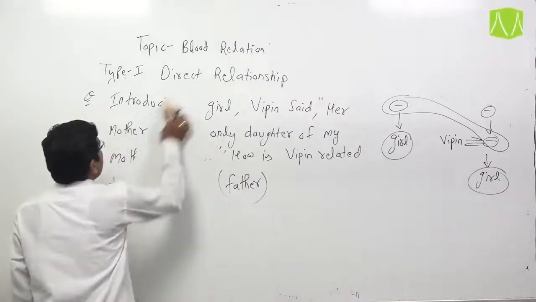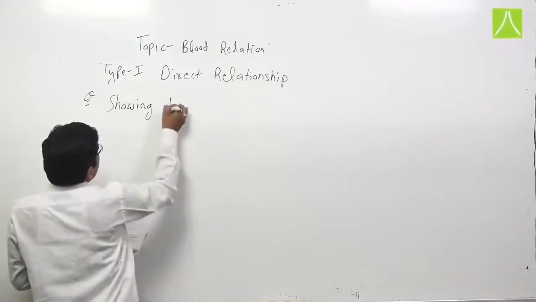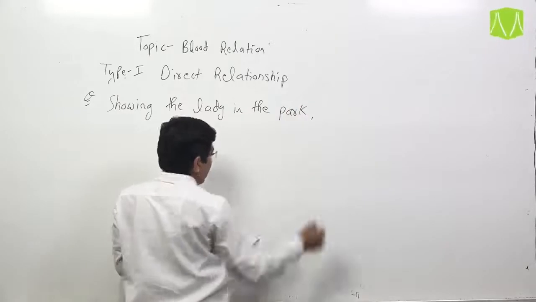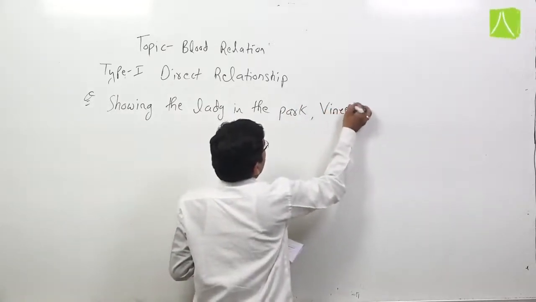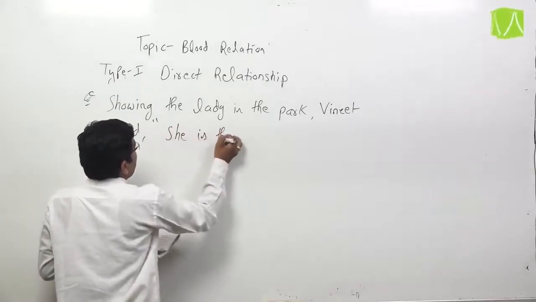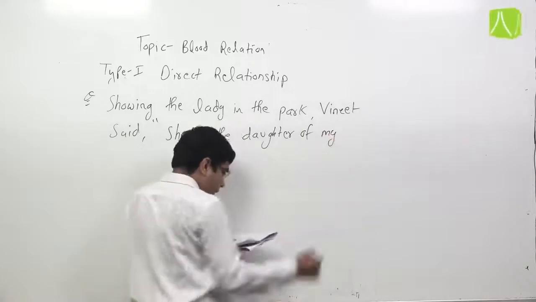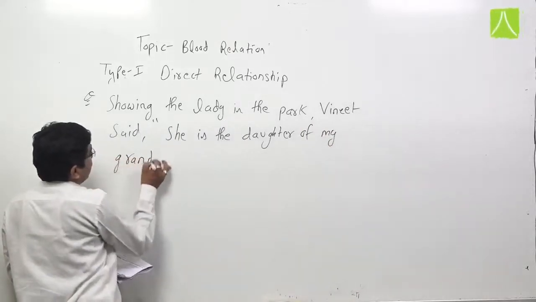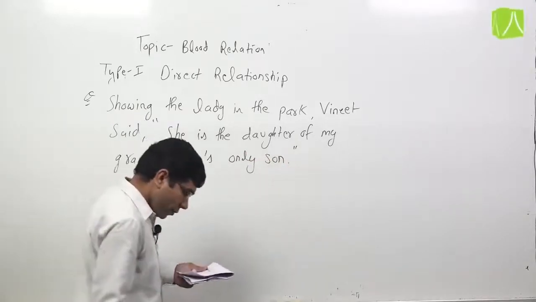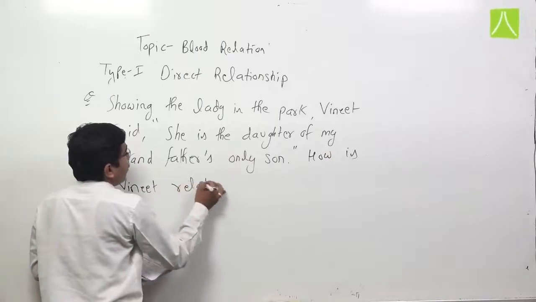Now take the next example. The question is, showing the lady in the park, Vinith said, she is the daughter of my grandfather's only son. How is Vinith related to that lady?